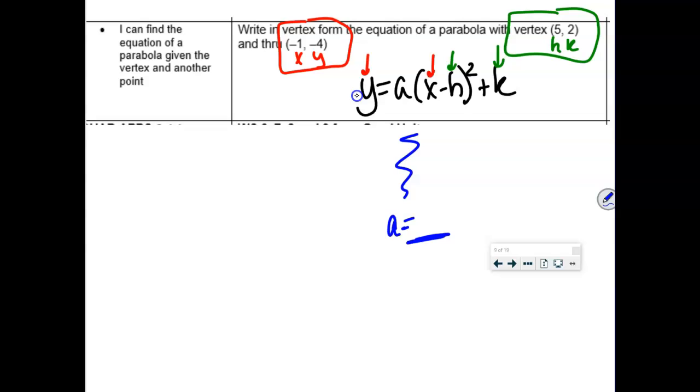Okay, that's a tricky question. And I warned you guys, the a value is going to be a little funky. It's not going to be like a 1 or a -1. It's going to be weird. All right.